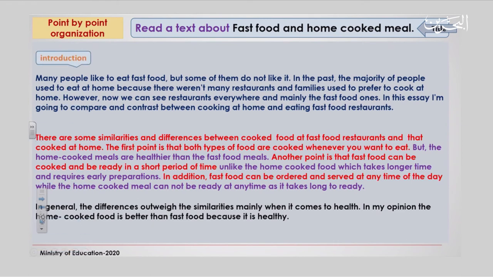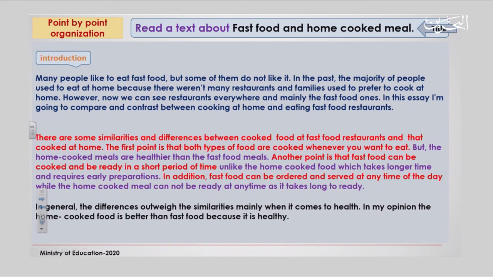Okay, so what do we notice? The introduction in both are the same. The change comes here. Let's read it. There are some similarities and differences between cooked food at fast food restaurants and that cooked at home. The first point is that both types of food are cooked whenever you want to eat it.